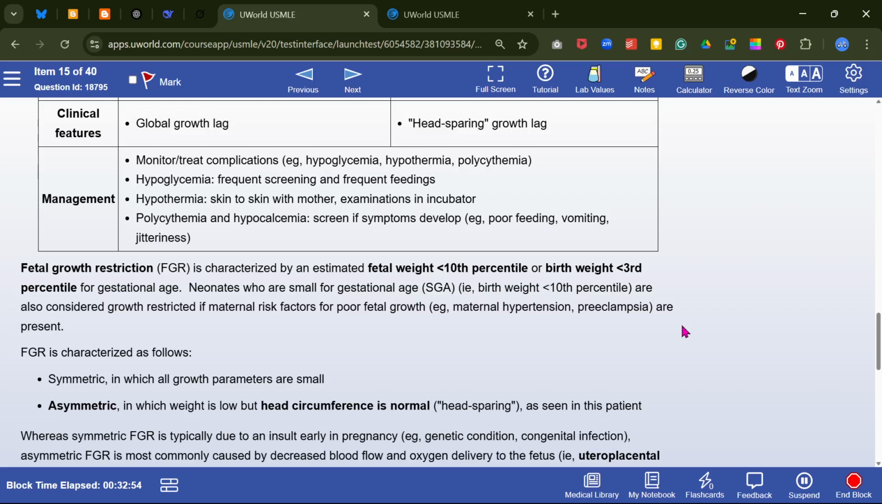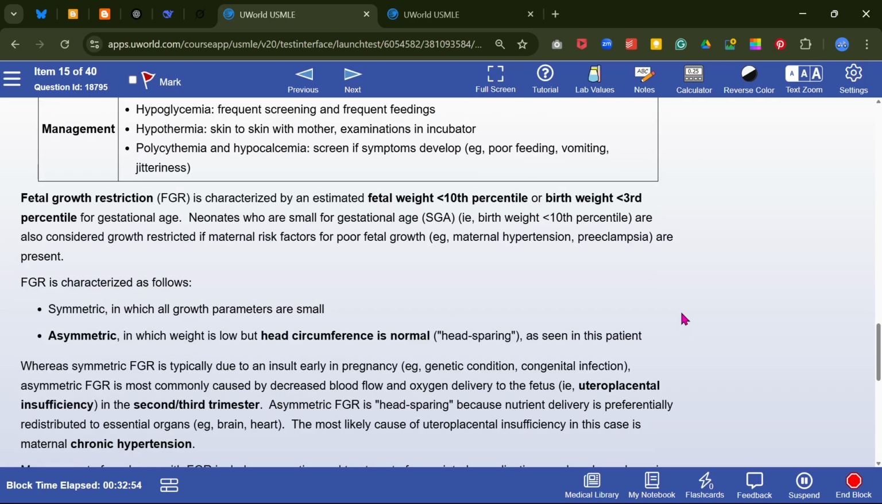Fetal growth restriction is characterized as symmetric, in which all growth parameters are small, or asymmetric, in which weight is low but head circumference is normal. Symmetric fetal growth restriction is typically due to an insult early in the pregnancy, such as a genetic condition or congenital infection.